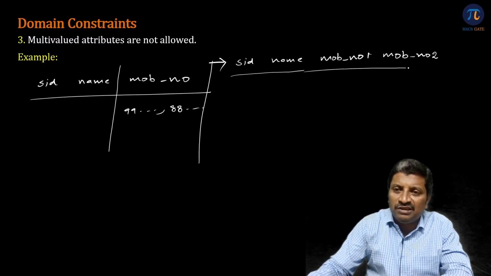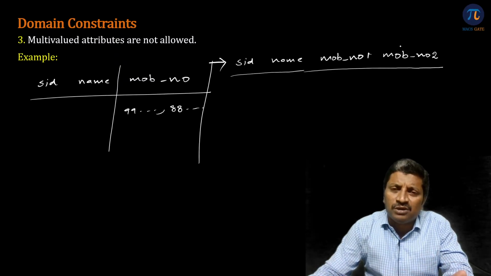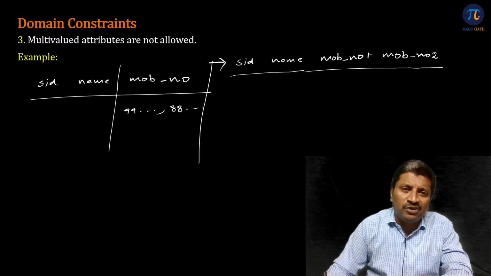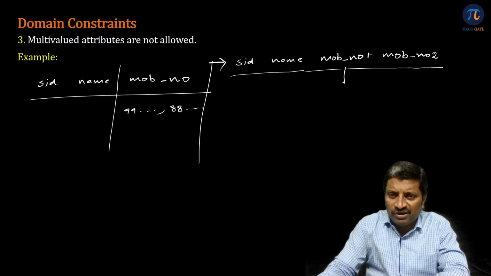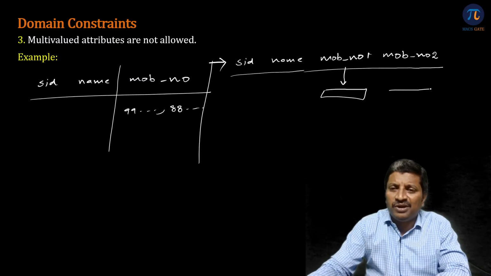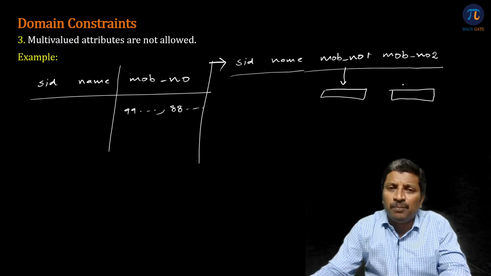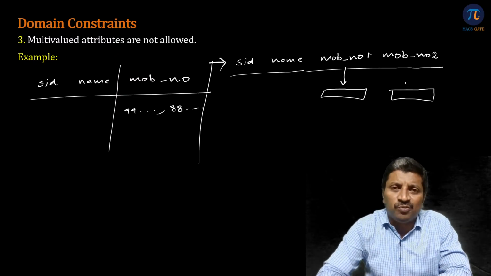Suppose you feel that everyone will have a minimum of 3 phone numbers. Then you may add one more column, mobile number 3. Like that, this multi-valued attribute is split into 2 or more attributes. Now for mobile number 1, surely people will give the first mobile number. Similarly for mobile number 2, he will give the second mobile number. So it is not a multi-valued attribute. Is that clear? So this is about the domain constraints.